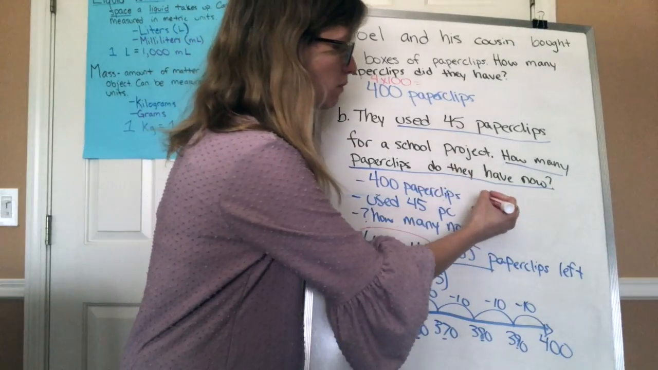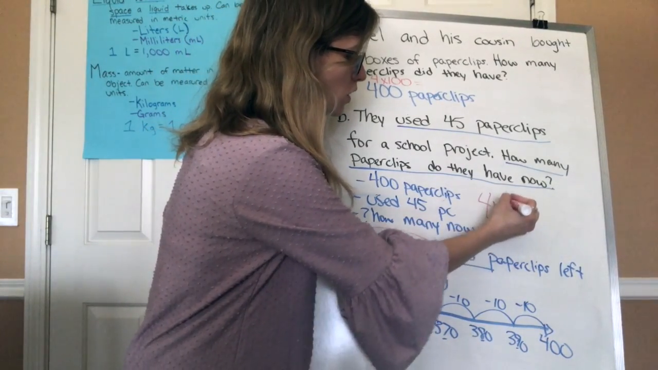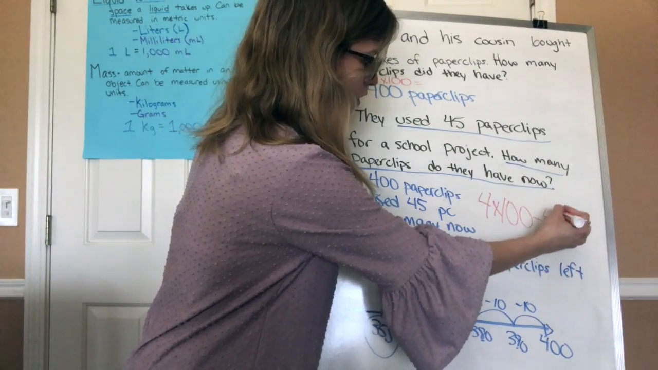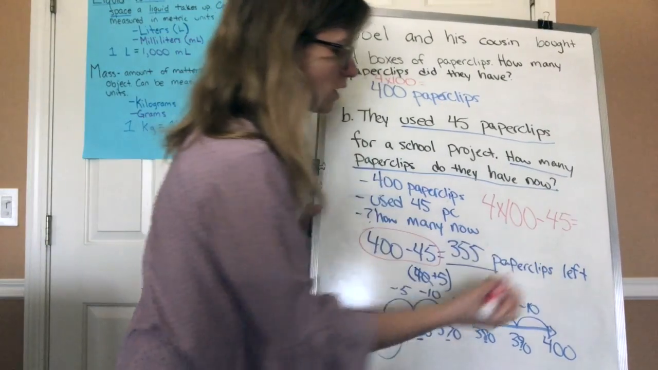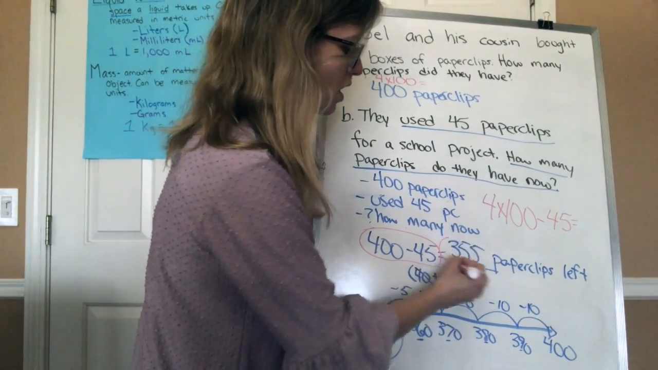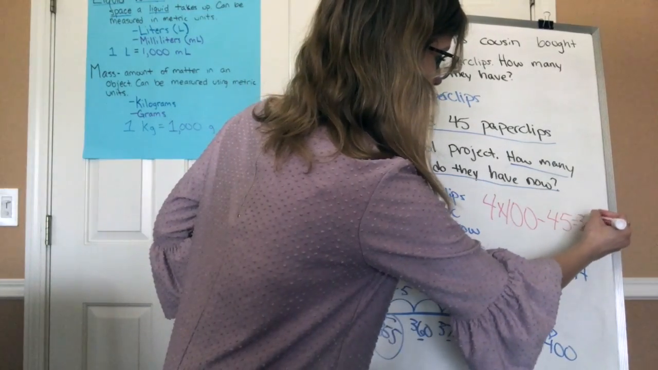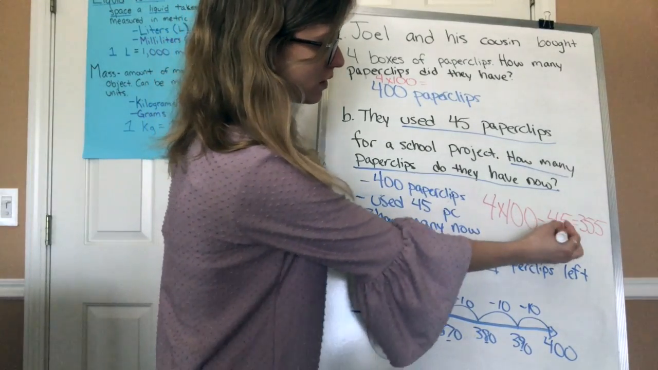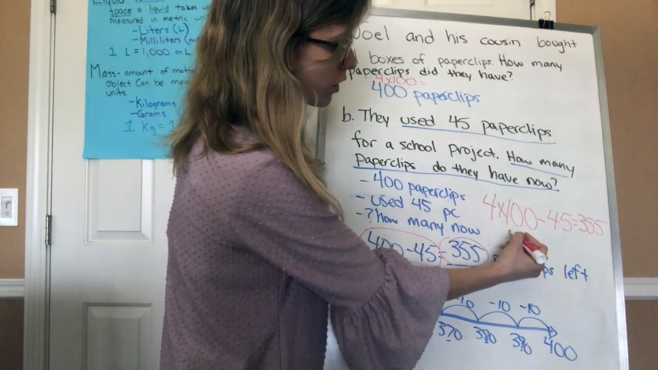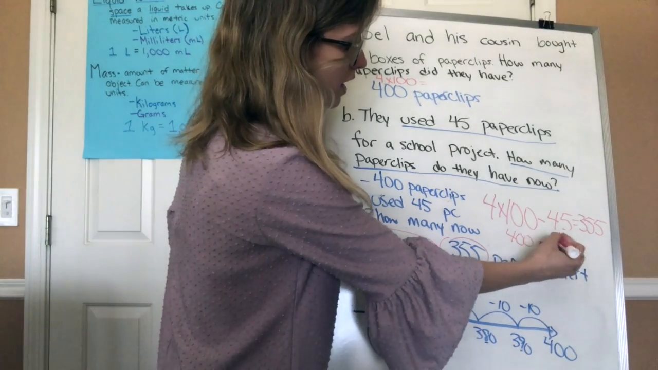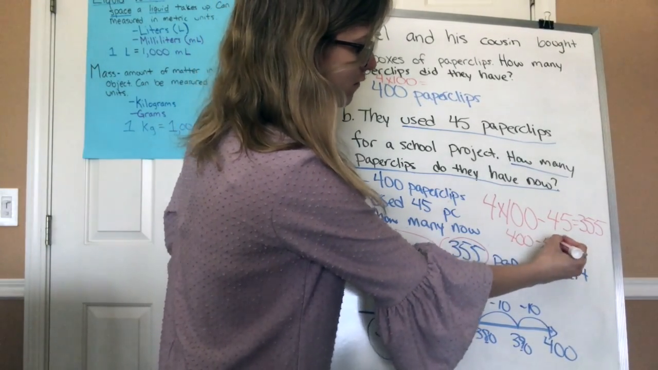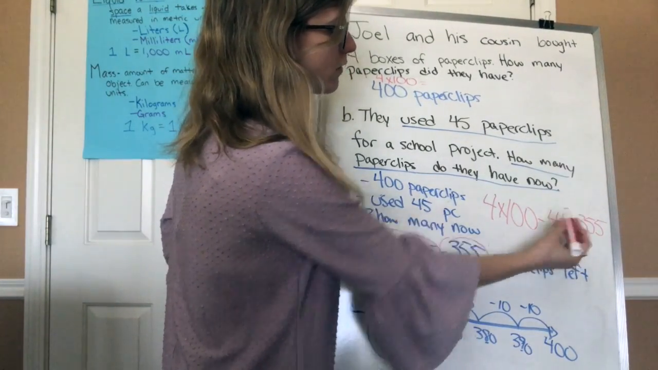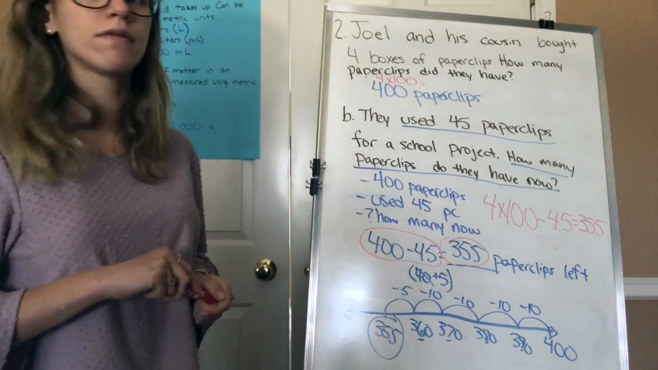What I can do is I can make it 4 times 100 minus 45. And that would equal our answer, which is 355. I did both equations because I know that 4 times 100 would equal 400, and then I took away 45. So my mixed operation equation would be 4 times 100 minus 45 equals 355.